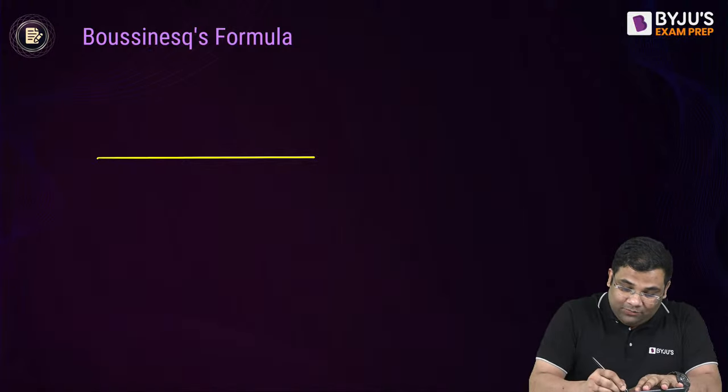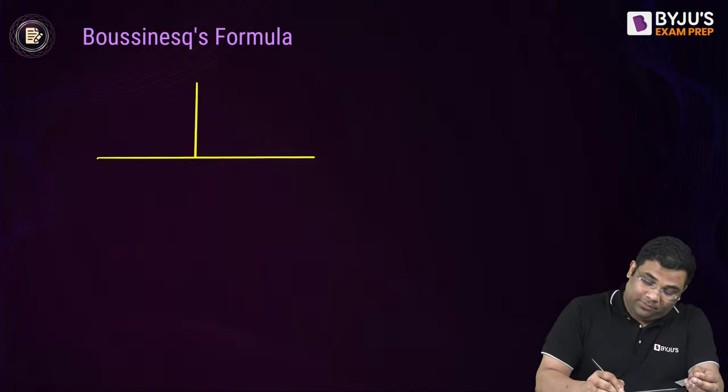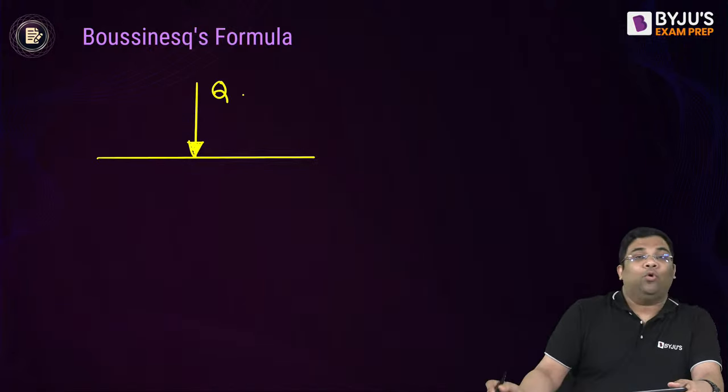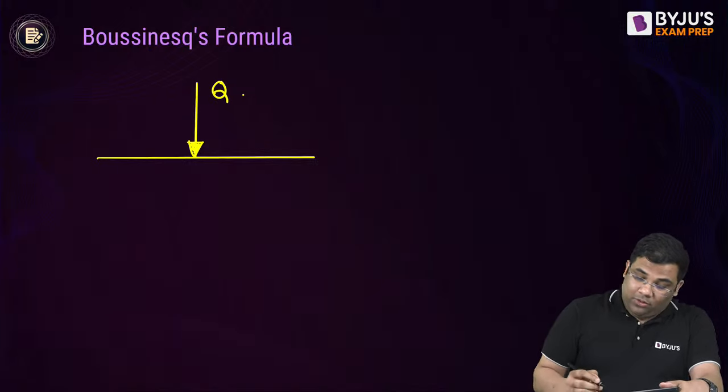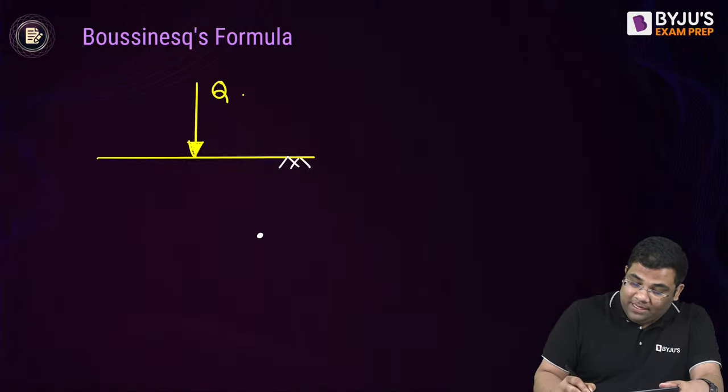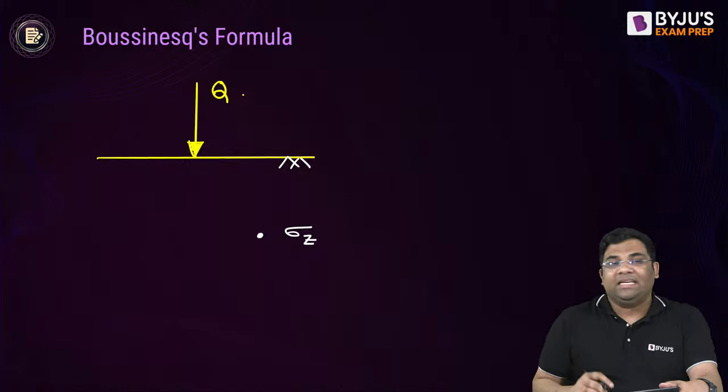Okay, so this you can see is the point load. If I have a point load like this, suppose this is the Q load. Due to this point load at ground level, we are seeing a point here, and here suppose the stress increases by Sigma Z. Now when the load is applied, there will be a stress increment.